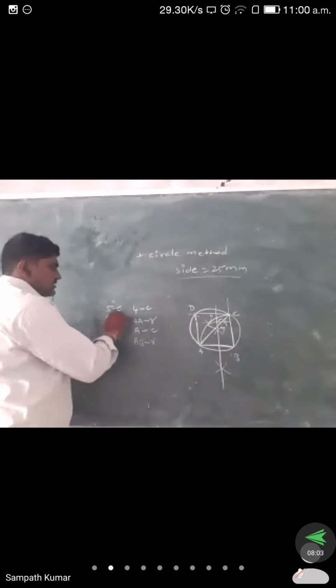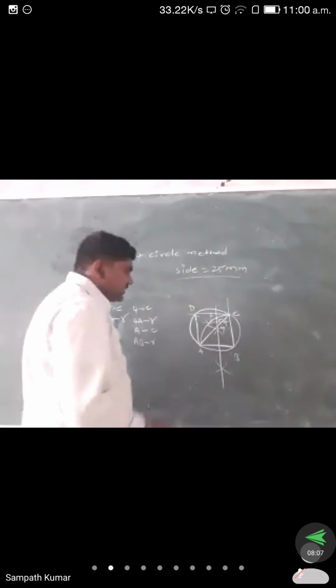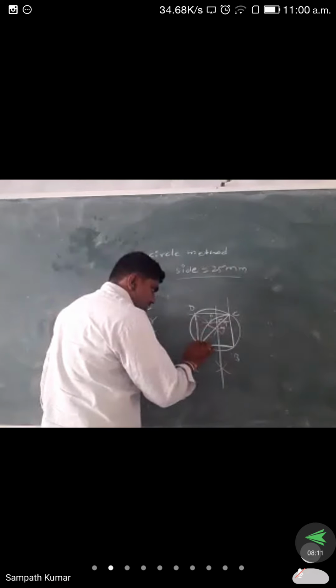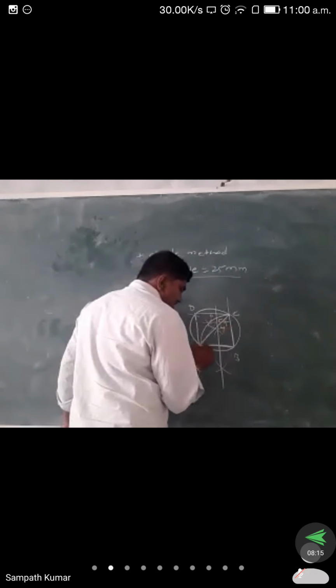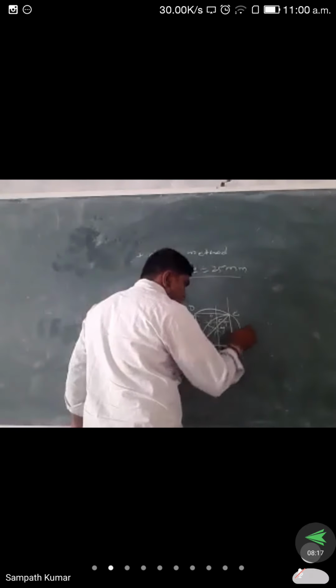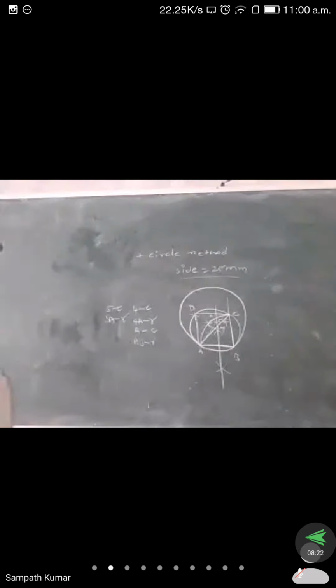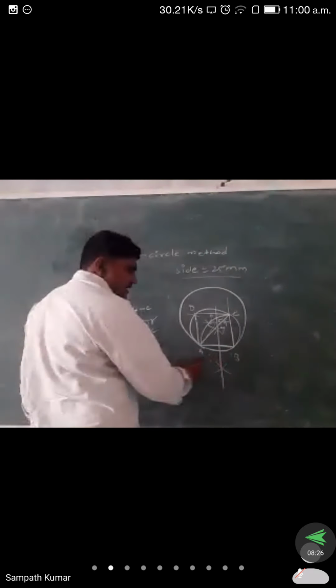Then 5 as the center and 5A as the radius. Take this much as the radius. Then we have to draw the circle. Already 2 points are on the circle, that is A and B.